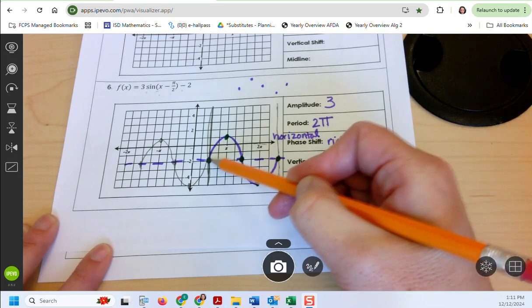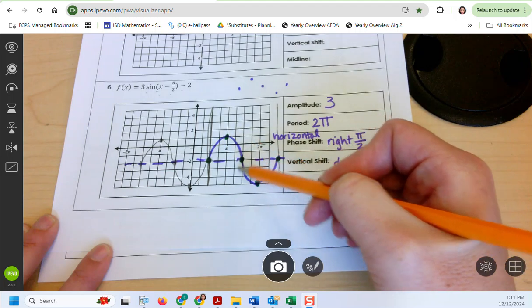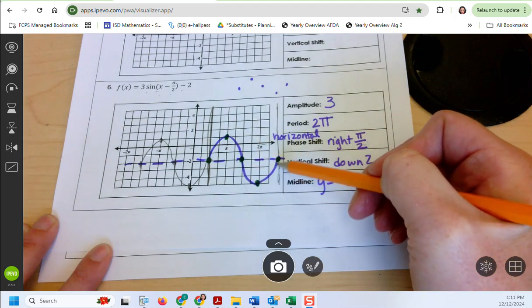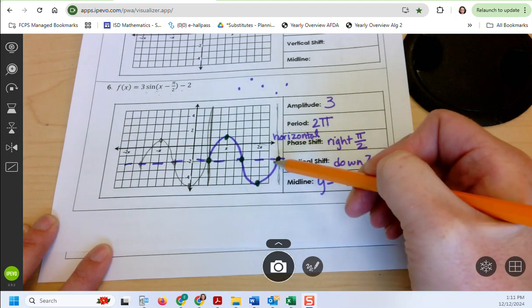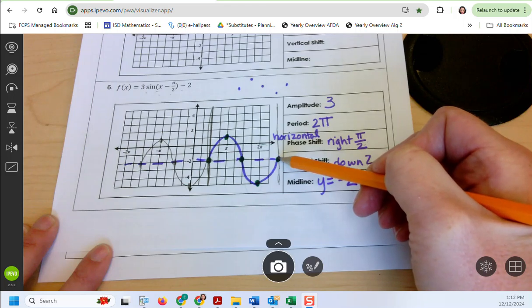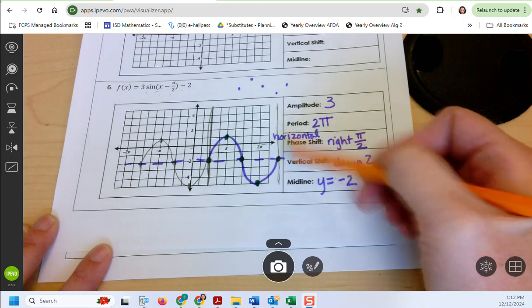Now when I start at pi over 2, my period is going to be of length 2 pi, which means it's going to end after 2 pi. 2 pi plus pi over 2 is 5 pi over 2. It's going to end over here at 5 pi over 2. And I had to just make my graph a little bit longer to get there.